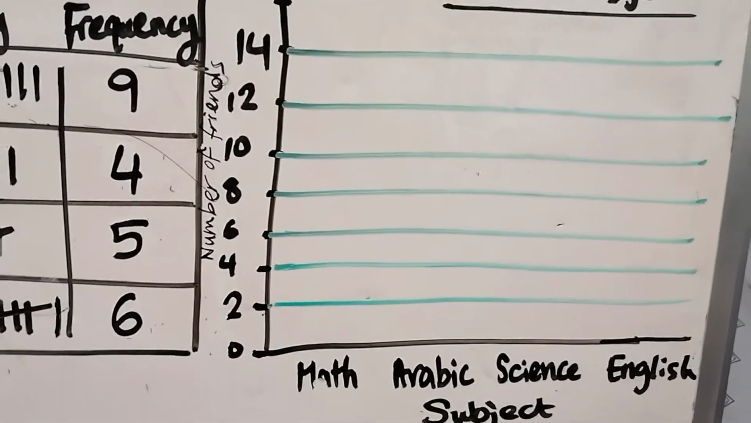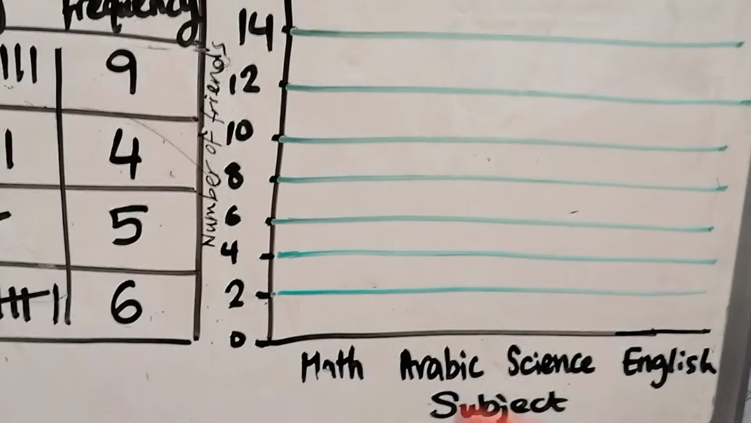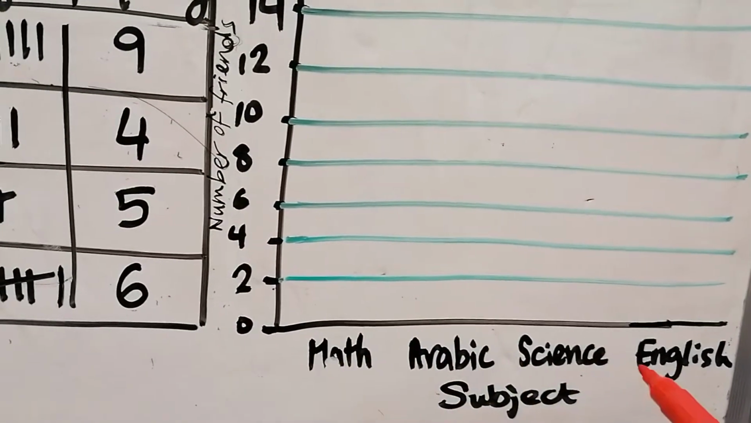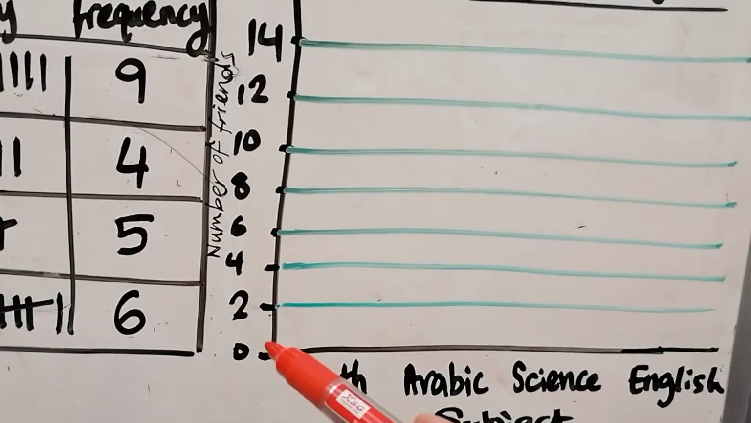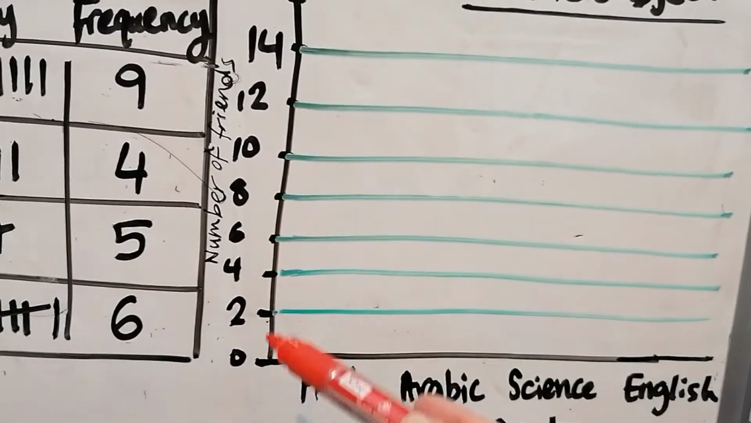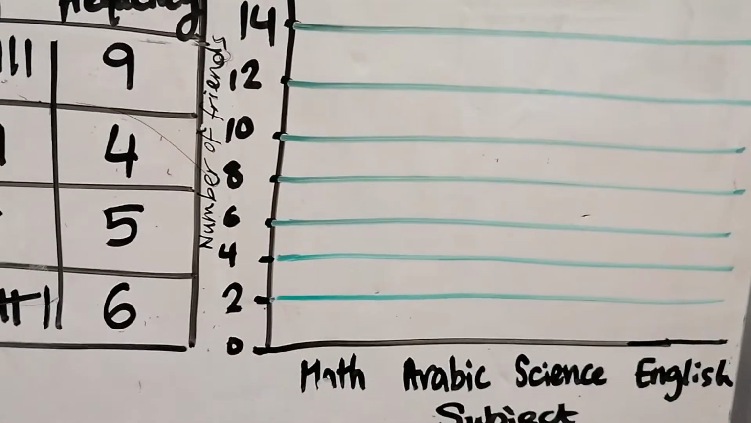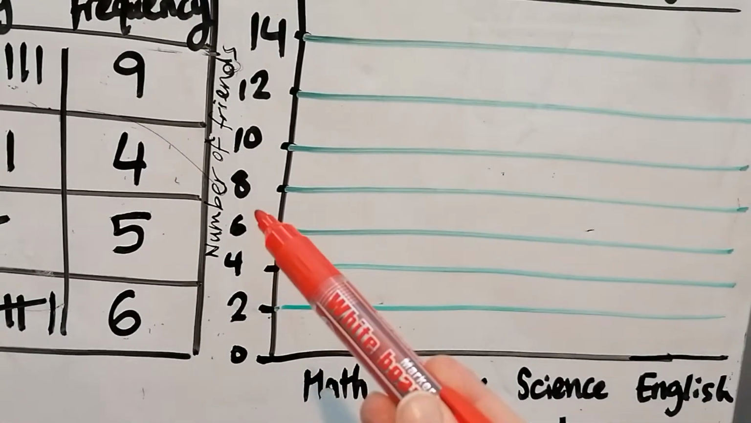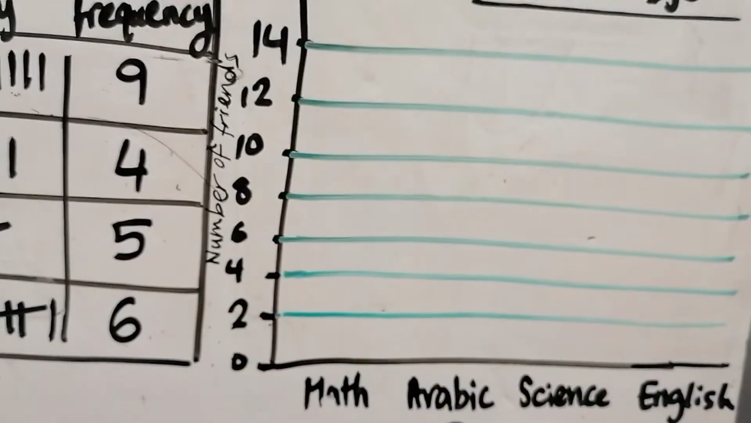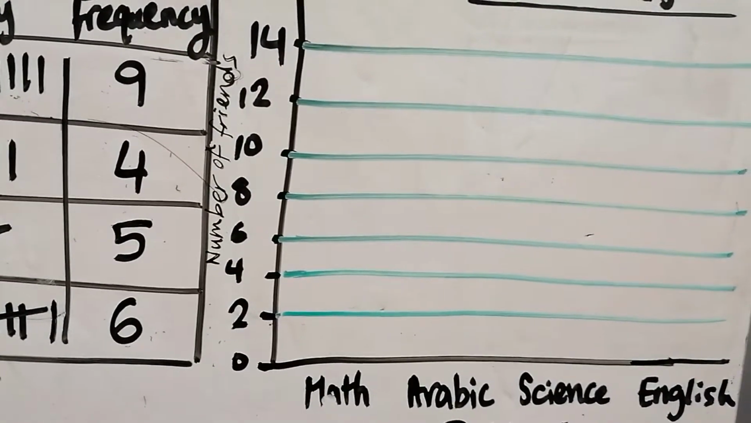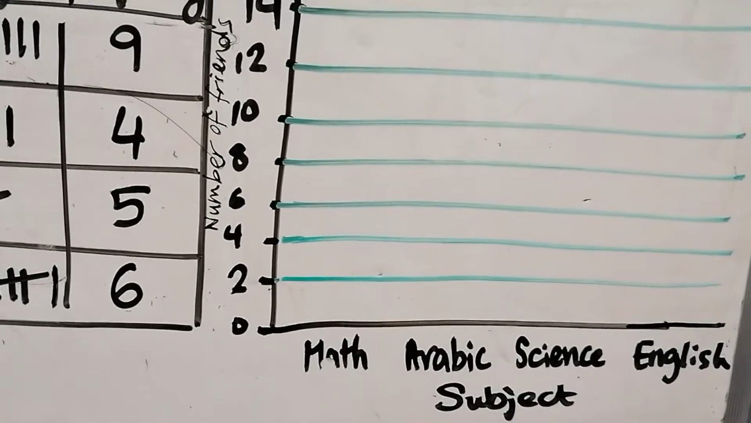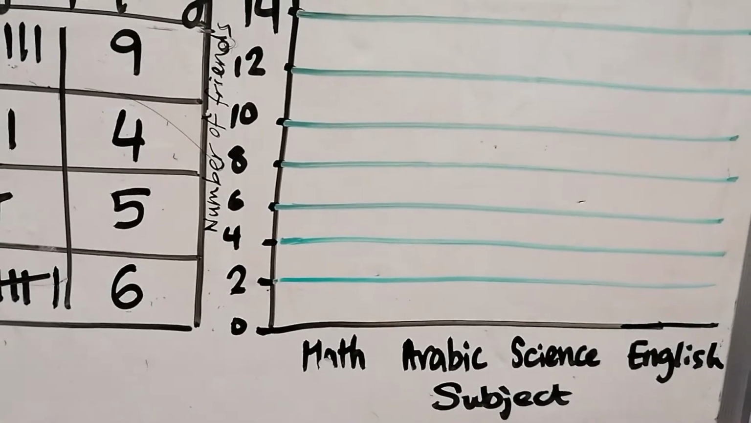So first of all, we need to make sure that we have the labels, math, Arabic, science, and English. These are the subjects. And on this side is the number of friends. Let's take a look at the scale. The scale is 0, 2, 4, 6, 8, 10, 12, 14, which is counting by twos. So this is going to make our work a little bit trickier.